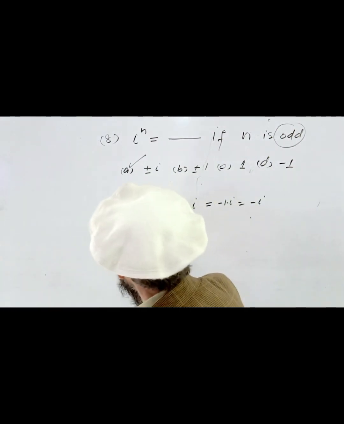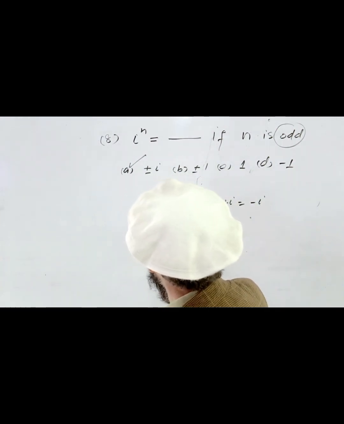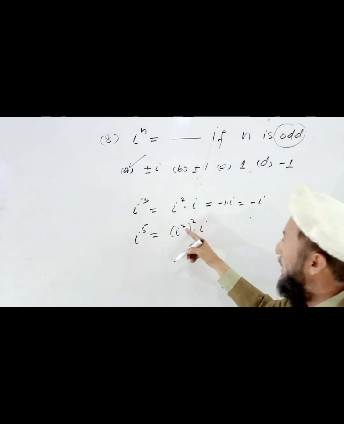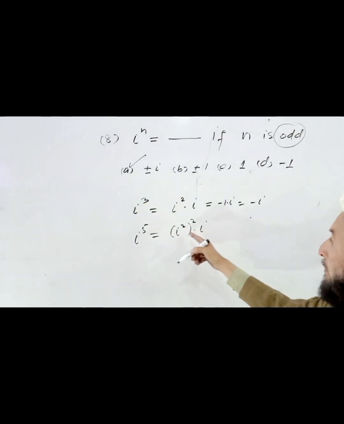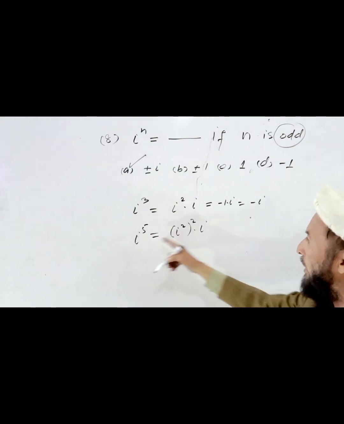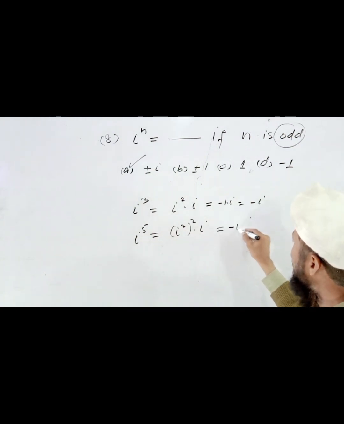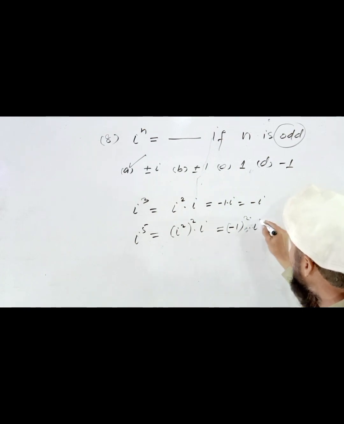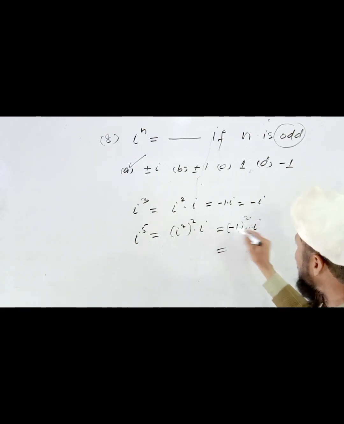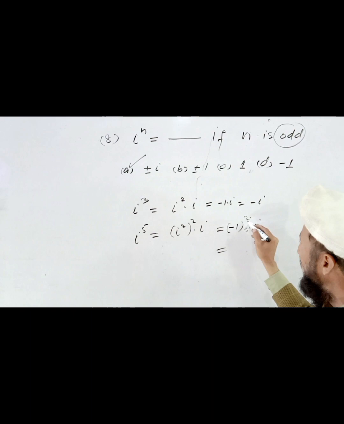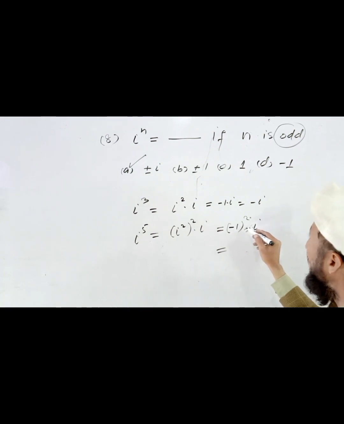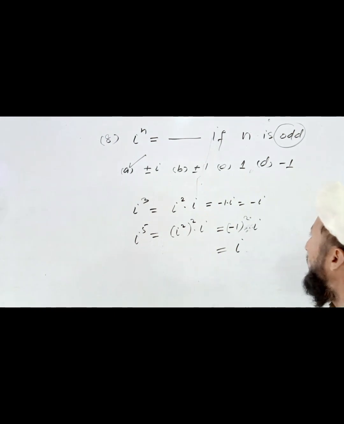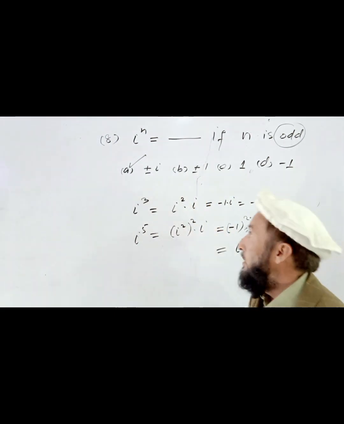Similarly, if we find iota power 5, we can write iota square, whole power 2, into iota. 2 multiplied by 2 is 4, iota power 4 into iota, we get iota power 5. And here minus 1 whole square into iota. Minus 1 whole square is an even power, so we will get a positive number. iota is here.